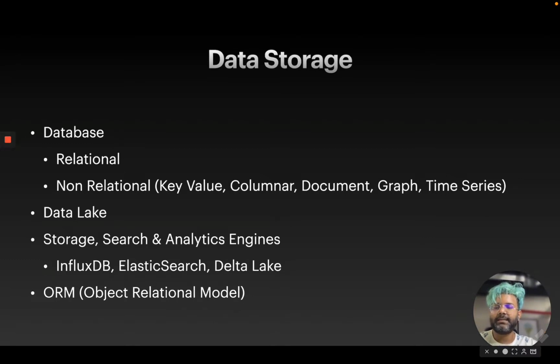A data lake is a central, consolidated way of storing data coming from various sources in its raw format. Then there are specific engines for storage, search, and analytics that are prevalent and very popular in modern data engineering or data science cases. And then there's an ORM, or the object relational model, which is how you actually interact with databases. So let's go deeper into each of them.